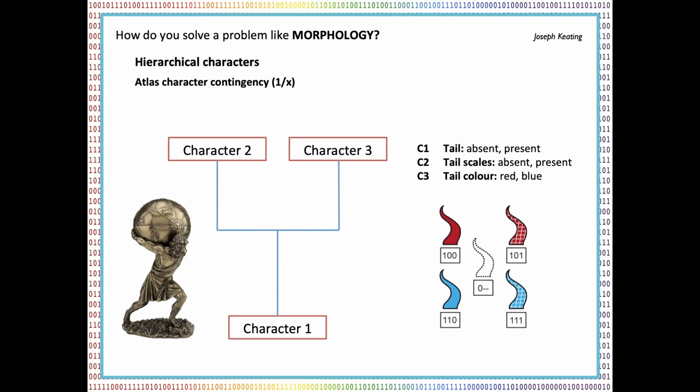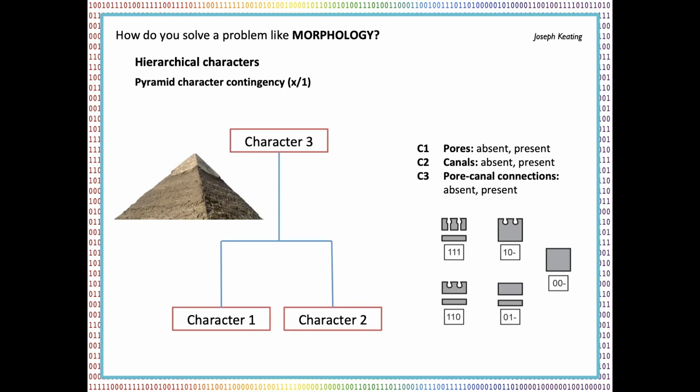Two or more characters may be contingent on a single important character. In this example, character 2 and 3 are independent of one another, but both are contingent on character 1. This kind of contingency can occur after the evolution of a key innovation, for example, the evolution of the neural crest in vertebrates. Alternatively, a single character may be contingent on two or more independent characters. In this example, character 3 is contingent on a particular state of character 1 and a particular state of character 2.